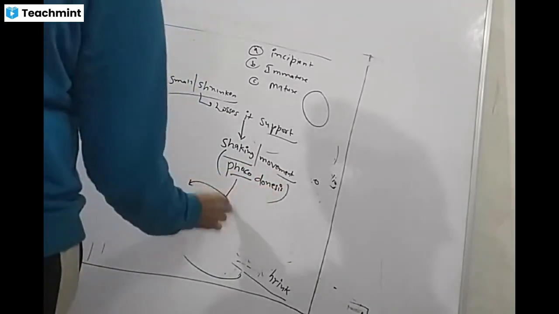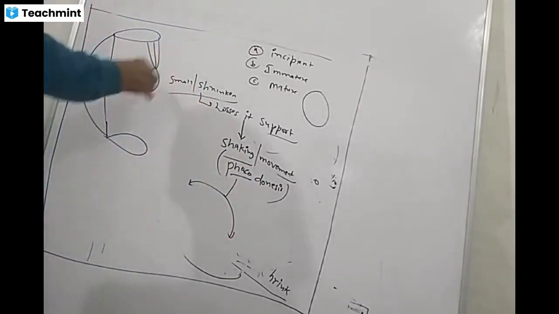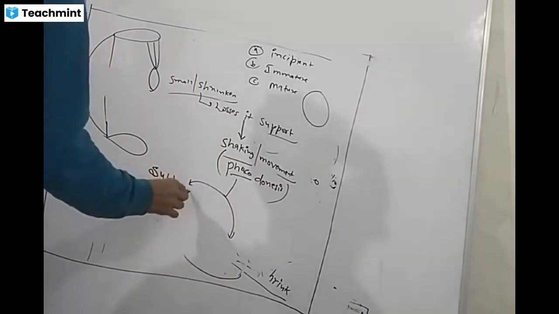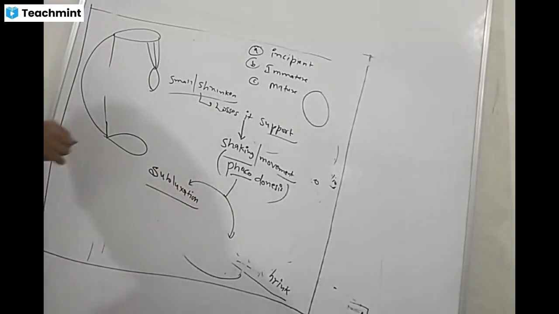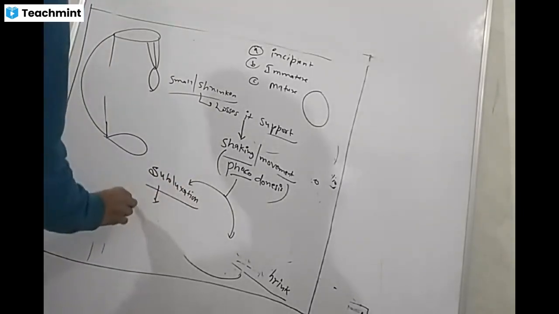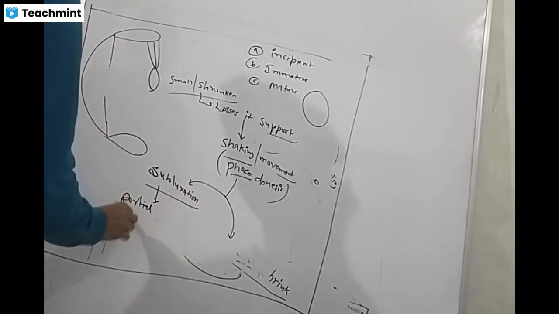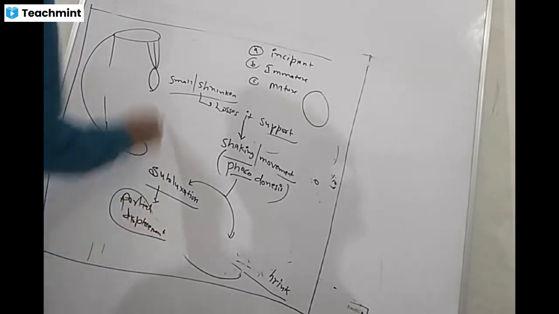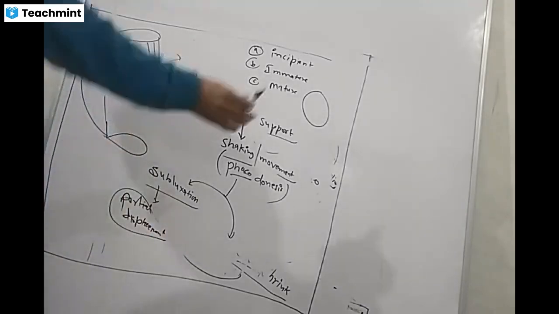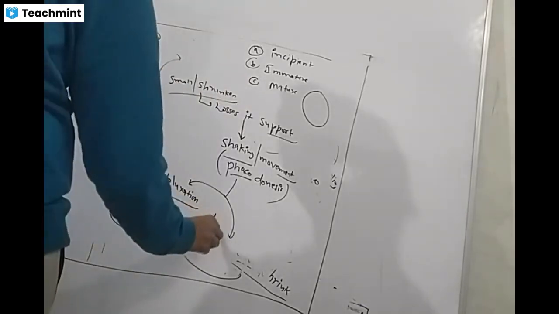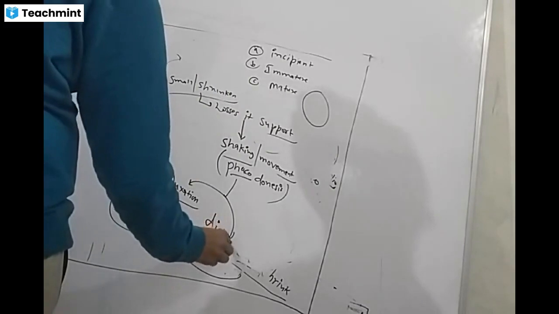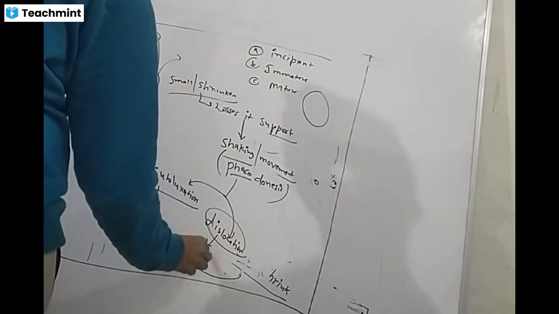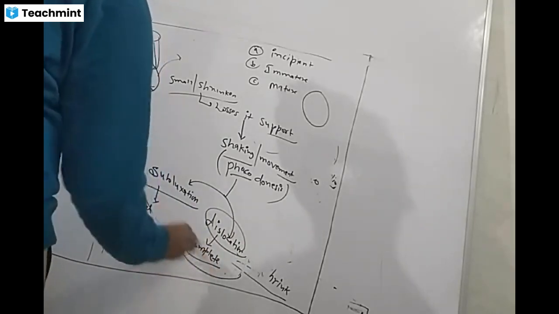Then because of the lens movement, because of no support, the lens may undergo subluxation. Subluxation is nothing but partial displacement of your lens to this side or that side. The second is the lens may undergo dislocation. Dislocation means complete displacement.